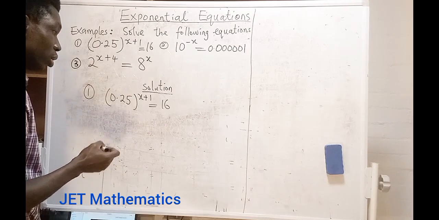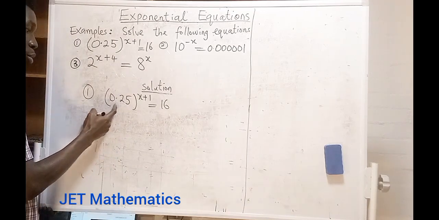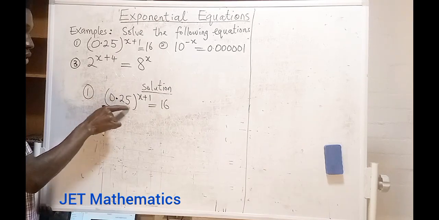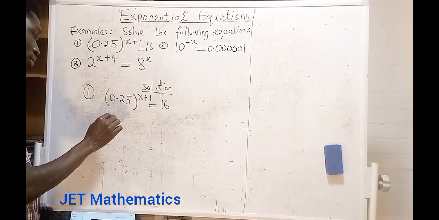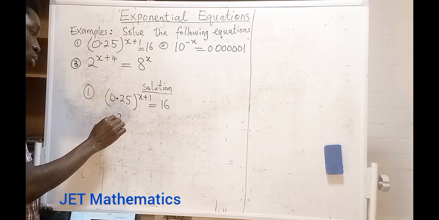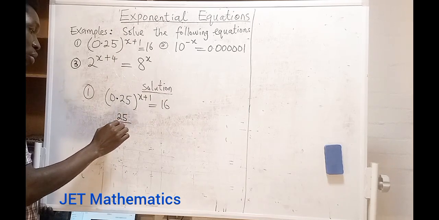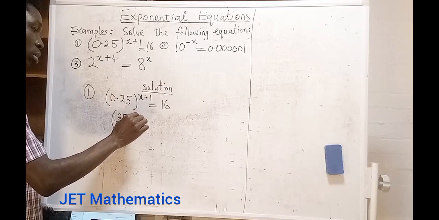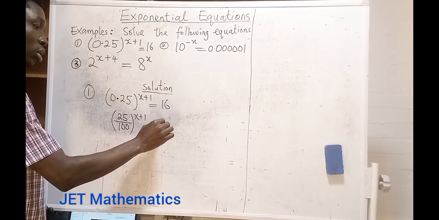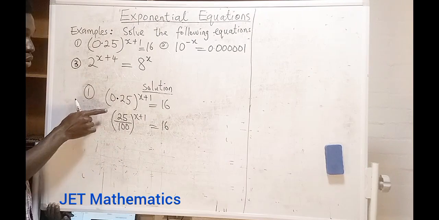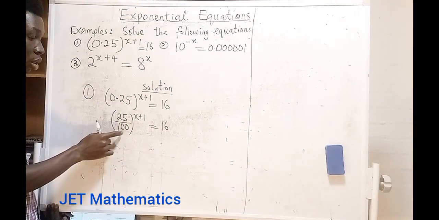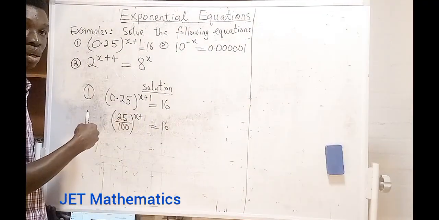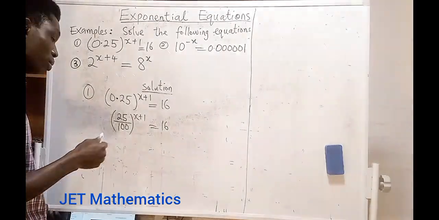So to solve this, let's say we can express this as a fraction. So if we solve this as a fraction, we have 25 over 100, then we have x plus 1 equals to 16. If you don't know how to change decimals to fractions, you can see our videos on converting decimals to fractions and fractions to decimals. Okay?